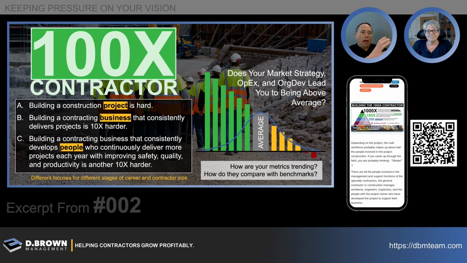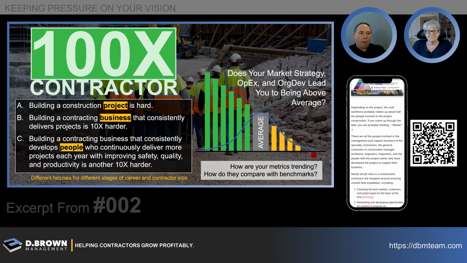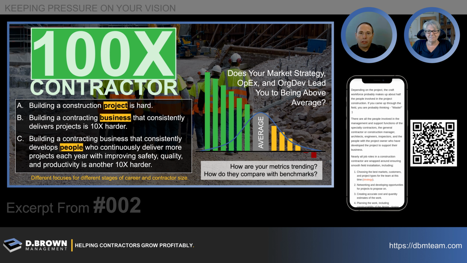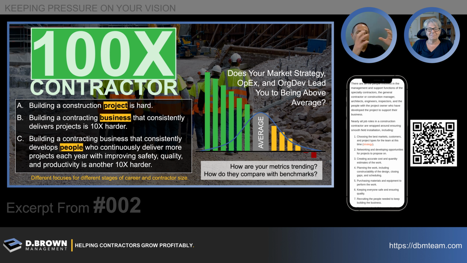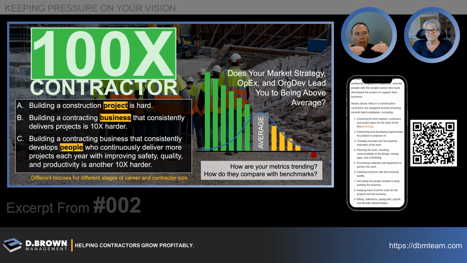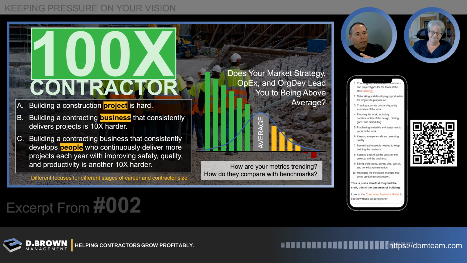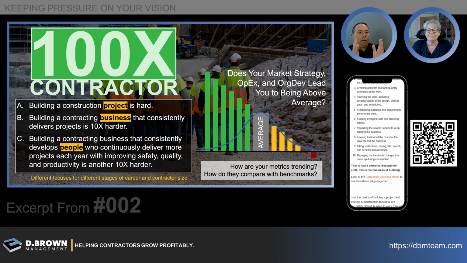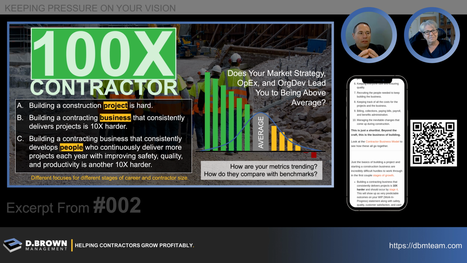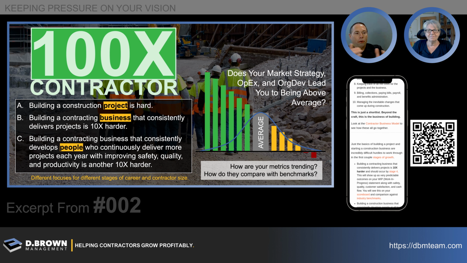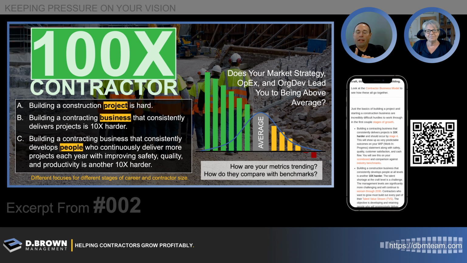If we estimated the job to have 17% margin in it, when we complete the job, it has somewhere between 16.5 and 17.5% margin in it. If we're trying to build it with consistent quality, with consistent safety, and you're looking for that consistency, that's 10 times harder. The real magic, though, that comes to sustainability, that starts to happen between stages 5 and 6, is building that contracting business that consistently develops the people who continuously deliver more projects each year, while improving the safety, quality, and productivity. That's another 10 times harder.